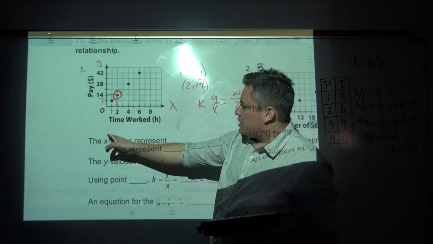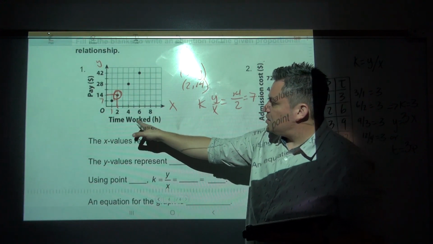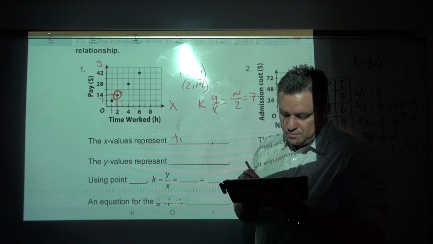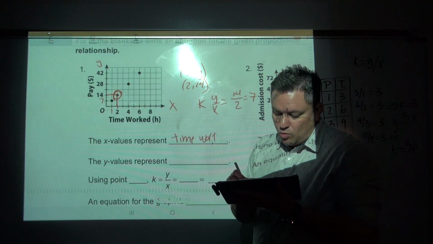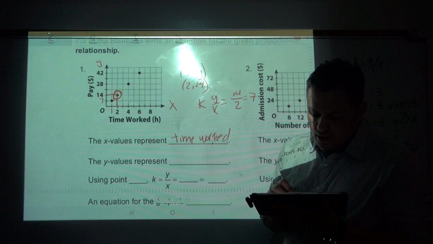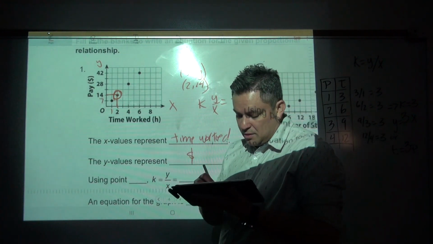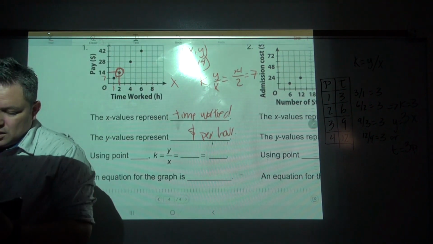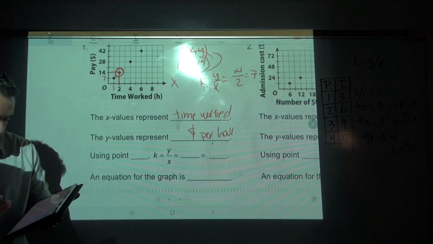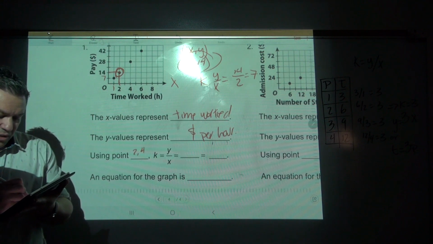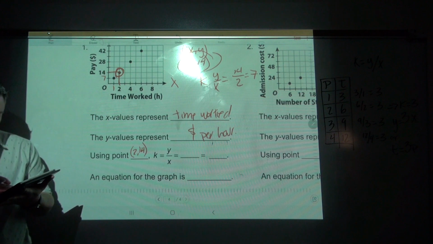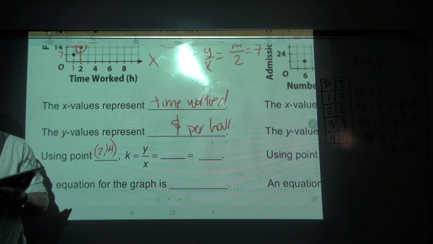Now, look at the question. The x value represents? Time worked. What about the y value? Pay. The pay per hour, right? So using the point, and we can use this one because we already did it, right? 2 comma 14. K equals y divided by x, which is 14 divided by 2. Very good, which is? 7.